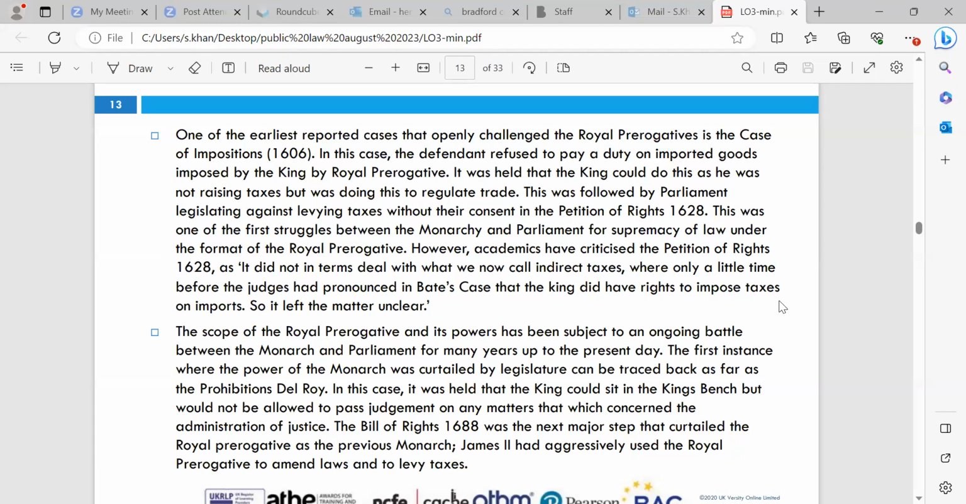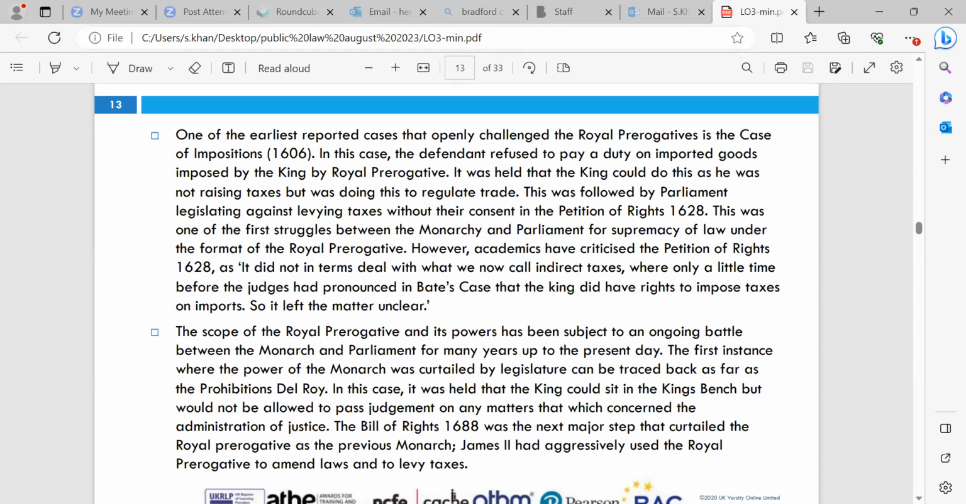However, academics have criticised the Petition of Right 1628 as it did not in terms deal with what we now call indirect taxes, where only a little time before the judges had pronounced in Bates' case that the King did have the right to impose taxes on imports, so it left the matter unclear. The scope of the royal prerogative and its powers has been subject to an ongoing battle between the monarch and Parliament for many years, up to the present day.